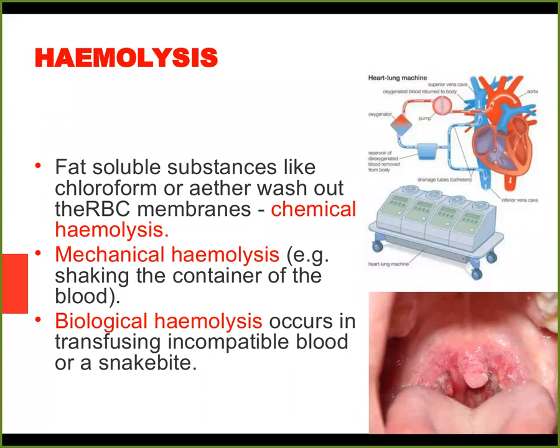Chemical hemolysis may happen when there is an increased level of toxins. Some poisons from snakes, for example, may lead to hemolysis, and some acids may lead to hemolysis. That's why abnormal increasing or decreasing of pH is again very harmful and may lead to hemolysis.